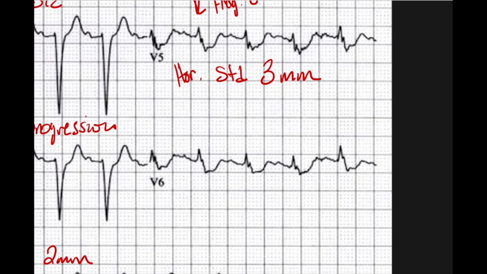In V6, we have that P wave. Again, we have this R with the fragmented S. Definitely have some ST depression, about 4 millimeters. I would say that's horizontal. So now we have 2 horizontal ST depressions greater than 0.5 millimeters. So now we have pathologic ST depression in the lateral leads. And our T wave is upright how we would want. So we have that ST depression and that R with fragmented S. So quite a bit going on.